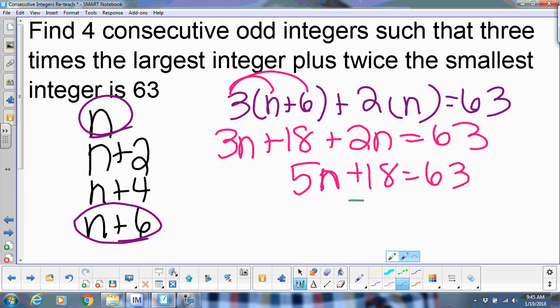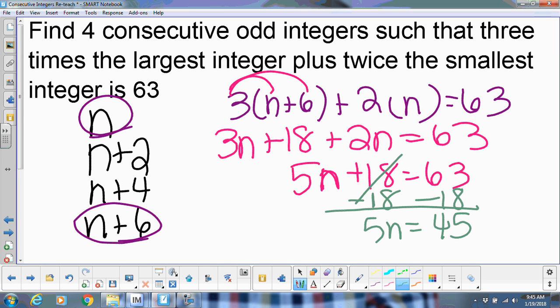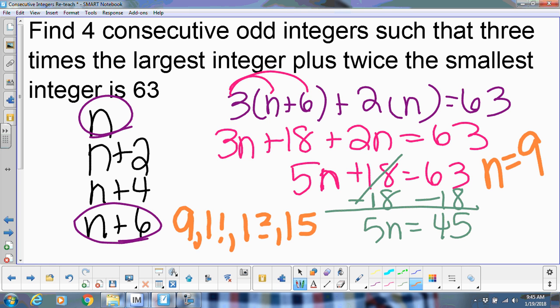All right, so we're going to subtract our 18. And that's going to give you 45. So then our n equals what, y'all? 45 divided by 5. Yes, n is 9. So 9, and then 11, 13, and 15.